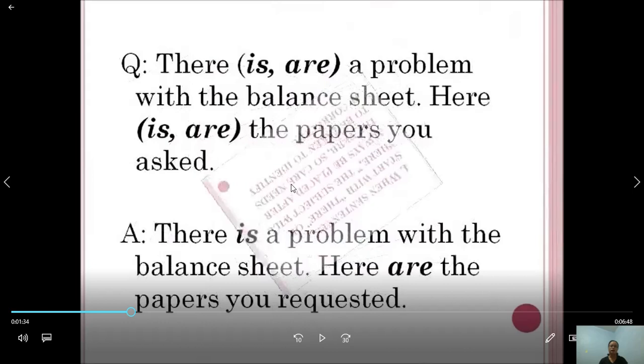In the second statement, here are the papers you ask. After the verb is the subject, the papers. The papers is in the plural form of the noun. So the answer is are, since are is the plural form of the verb. Here are the papers you requested. There is a problem with the balance sheet. Here are the papers you requested.